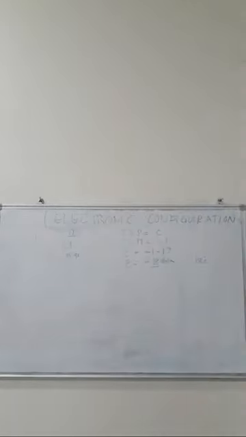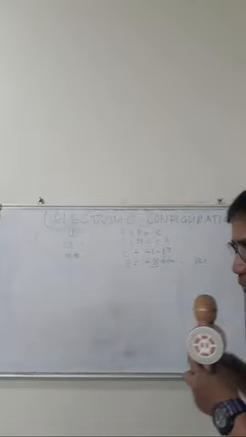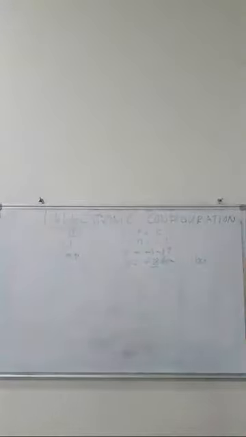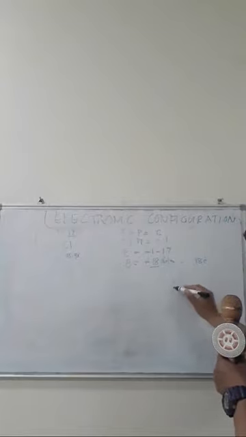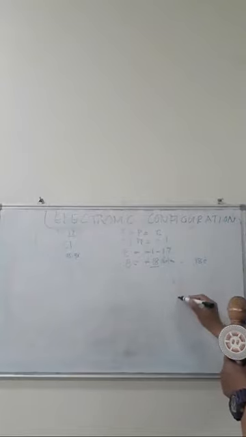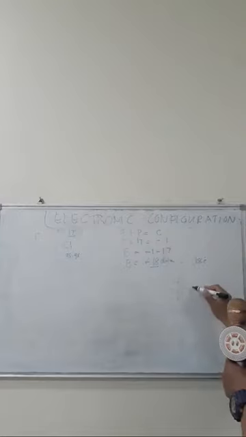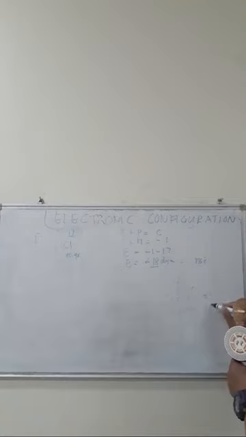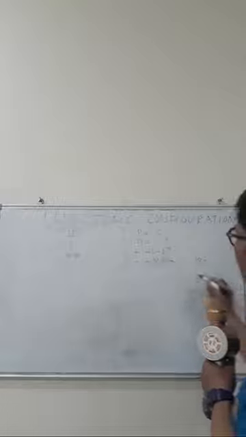Now let's write the electron configuration. So, 1s, 2s, 3s, 4s, the SPDF, right? Then 2p, 3p, 4p. Then 3d, 4d. Then 4f. That's how it goes.